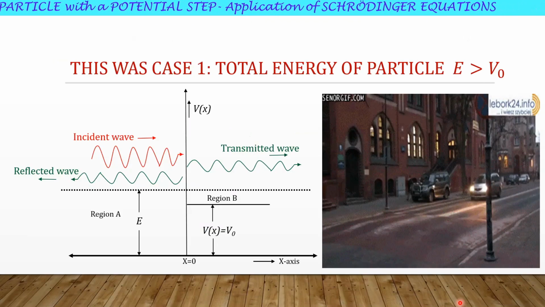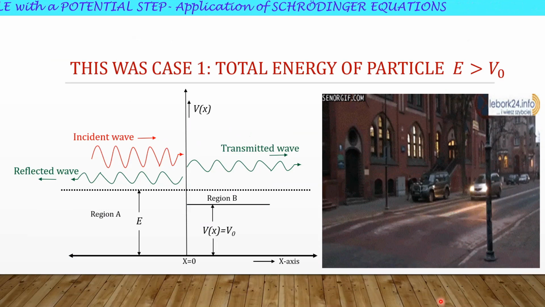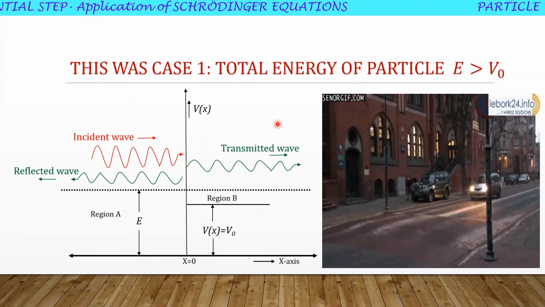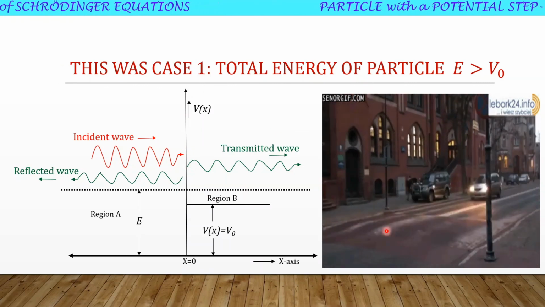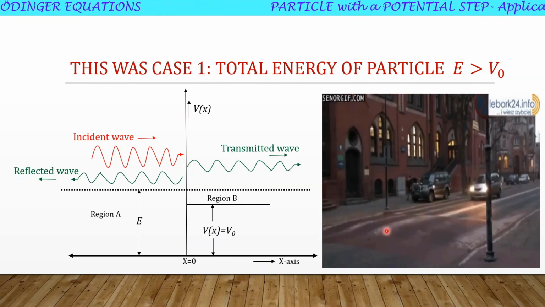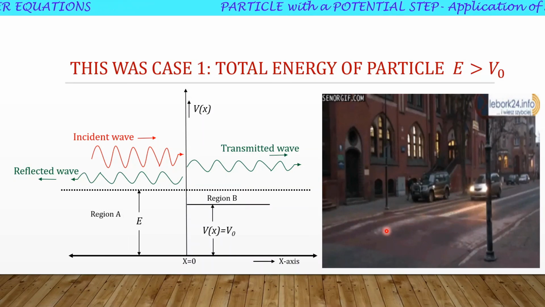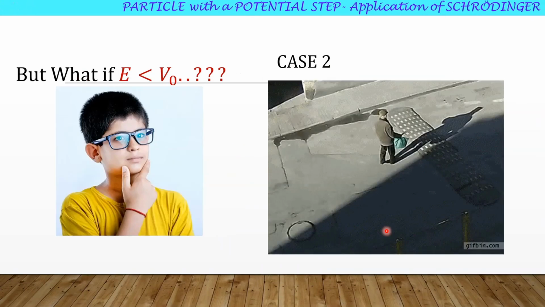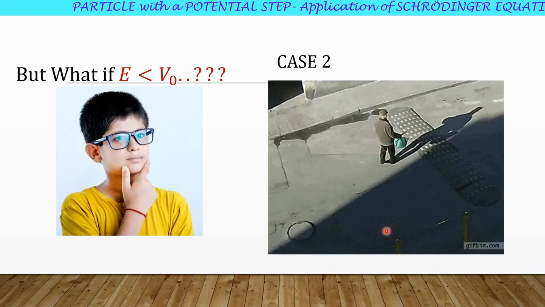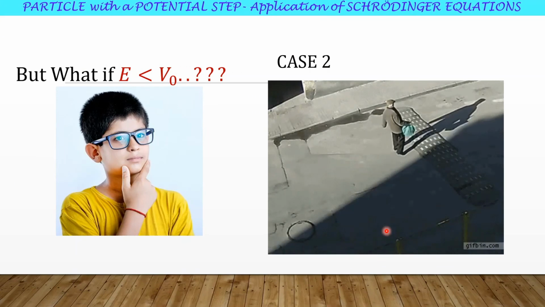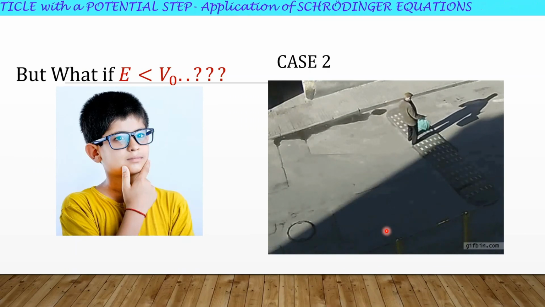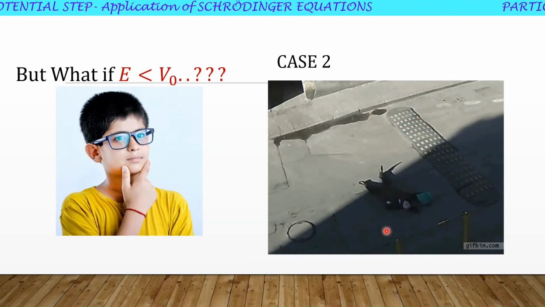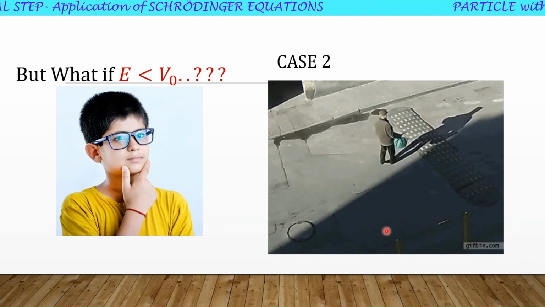So whatever we have solved till now is the case where the total energy of the particle was greater than the potential step. The particle has simply the chances of transmission into region B. Now, think of the second case where the particle does not possess a sufficient amount of energy and has the chances of being only in the first region.